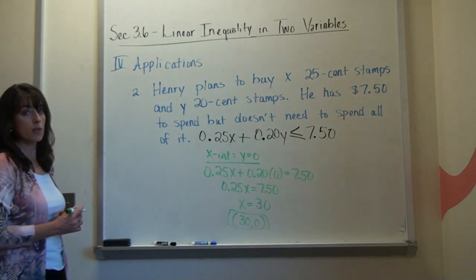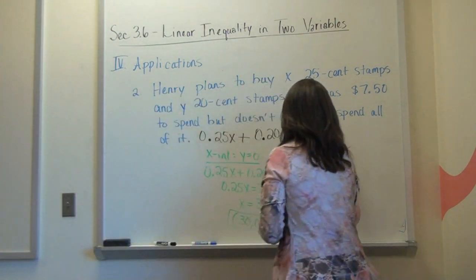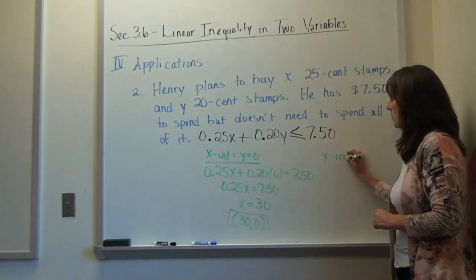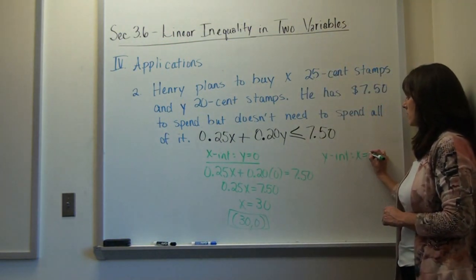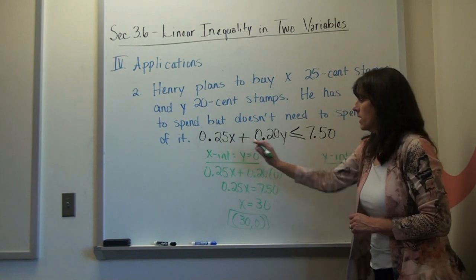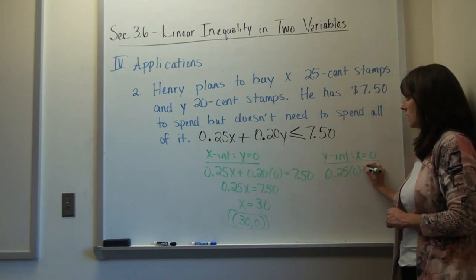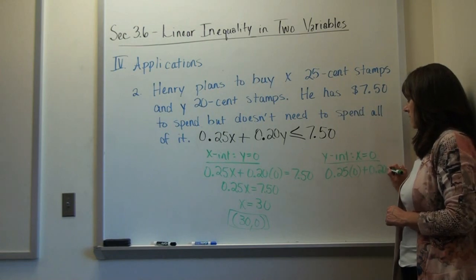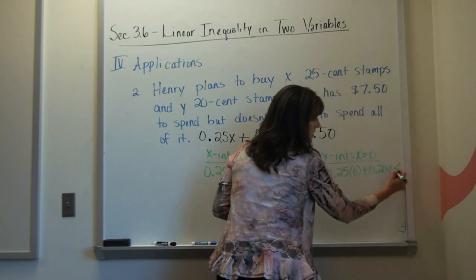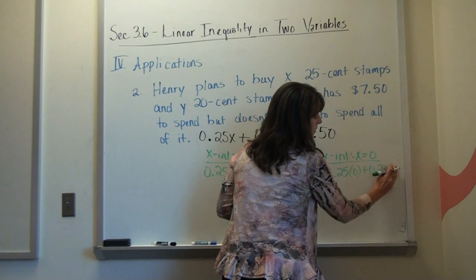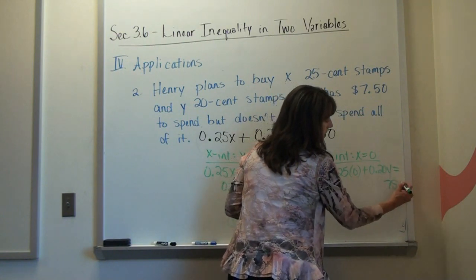Now I just need to go through and get that y-intercept. And when I get a y-intercept, I make the x 0. So I'm going to toss a 0 right here where the x is. Less than or equal, no, sorry, not less than or equal to 750.